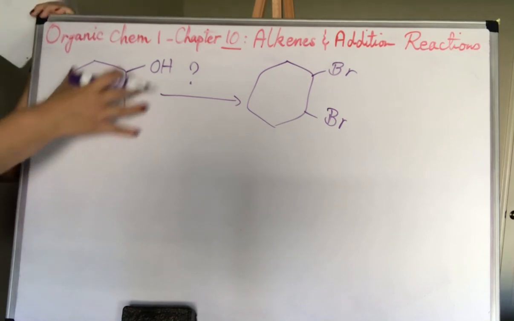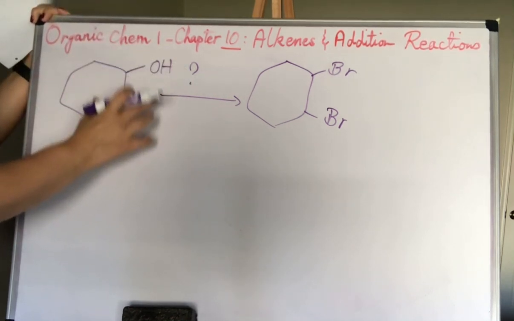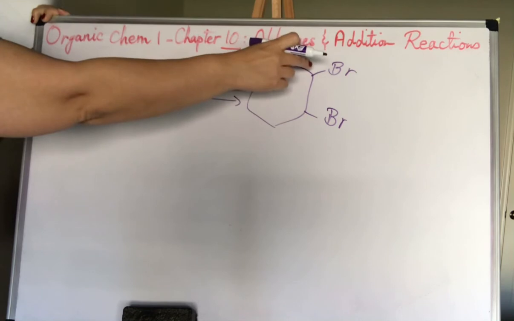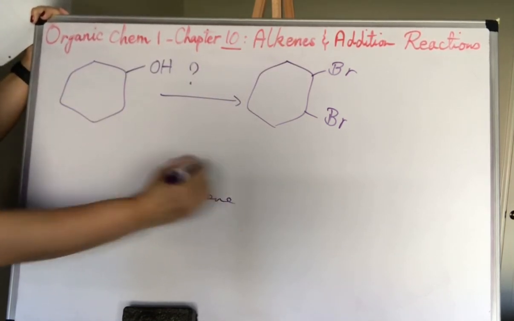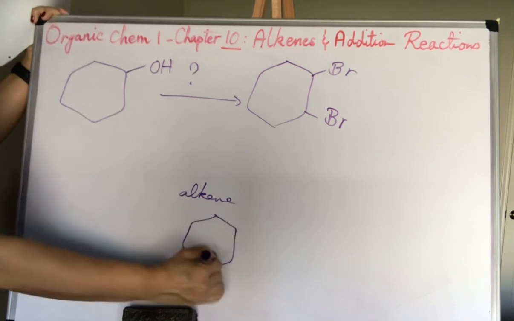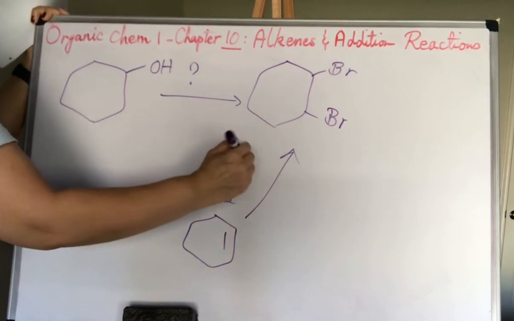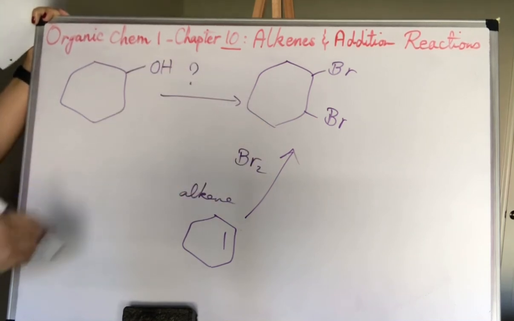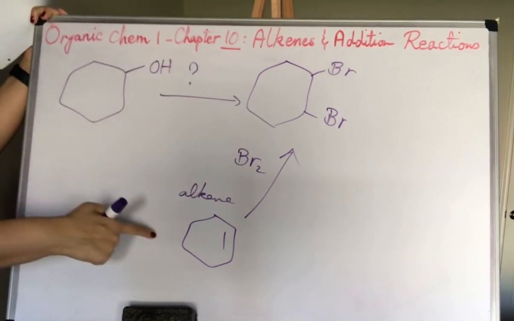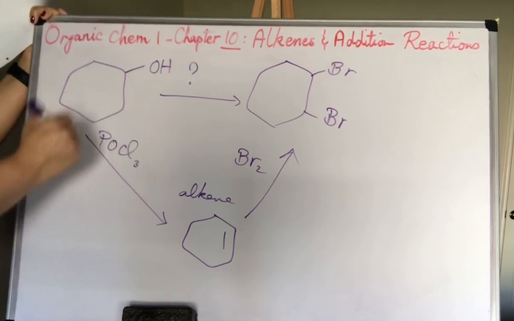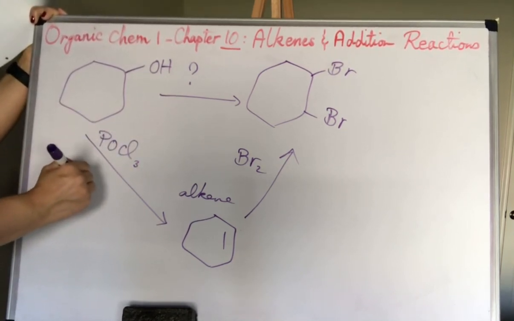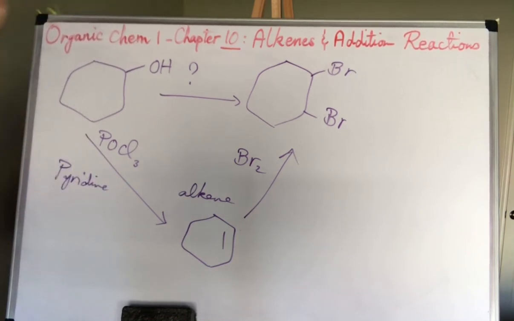It means that first you need to prepare this compound for the addition of 2 bromine. It means you need to have an alkene, right? If you have an alkene like this, then you can add bromine to it, right? How do you change an alcohol to an alkene? By using POCl3 and pyridine. Go back to preparation of alkenes from alcohols and review it one more time.